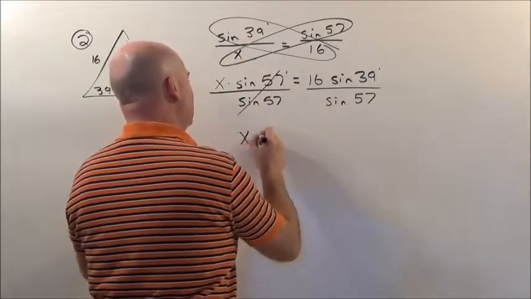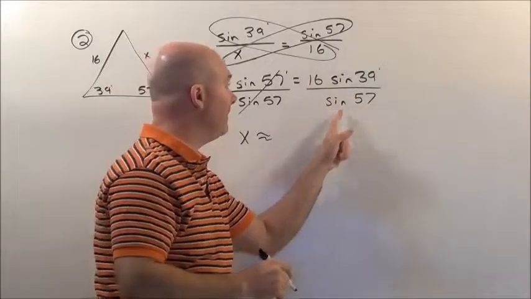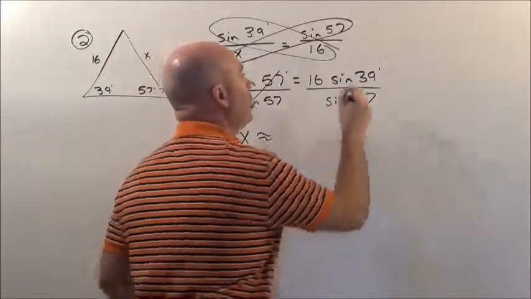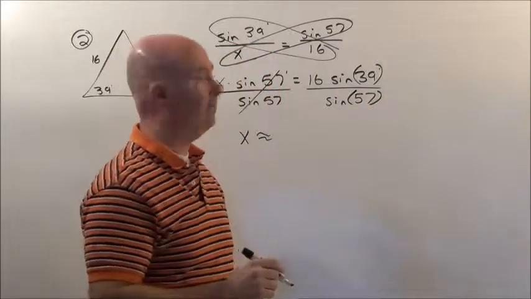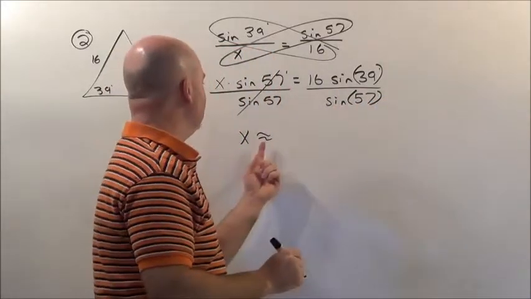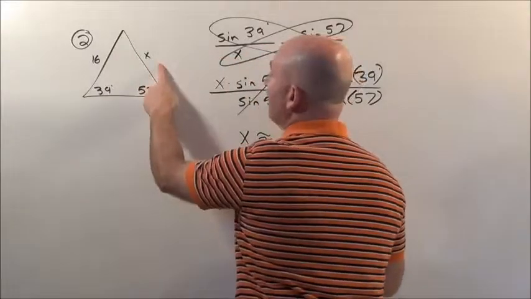And now all I got to do is put in my calculator 16 times the sine of 39 divided by the sine of 57. Make sure you close your parentheses around them each time. I'm going to get that. I'm simply going to end up with x is approximately 12. This missing side is 12.